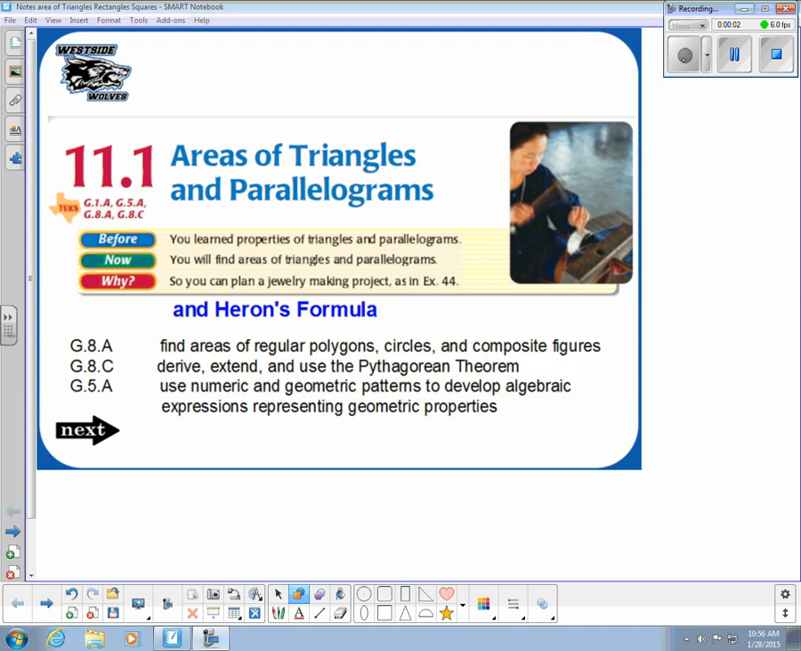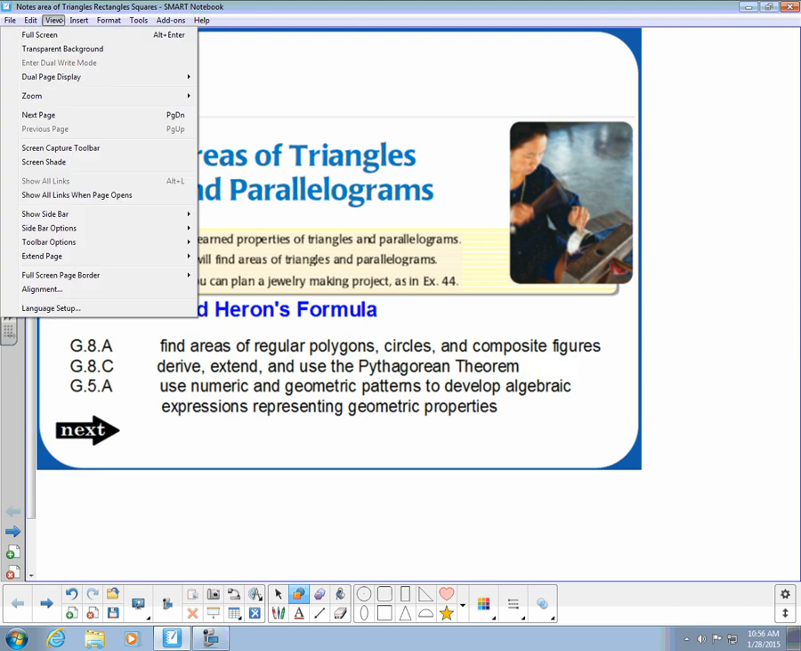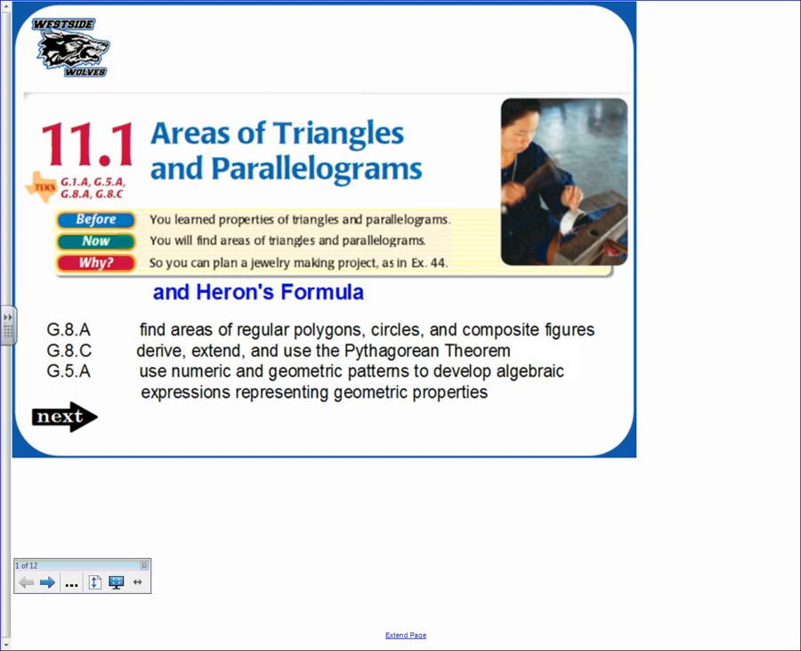Welcome to Geometry Pre-AP. Today we're going to be learning about the area of triangles, parallelograms, rectangles, squares, and combinations of those figures. We're also going to learn what Heron's formula is today and how it can be used to find the area of a triangle.